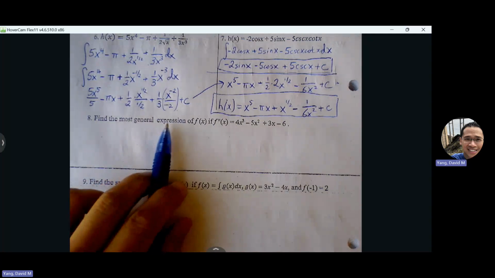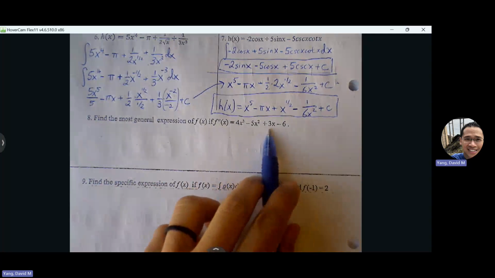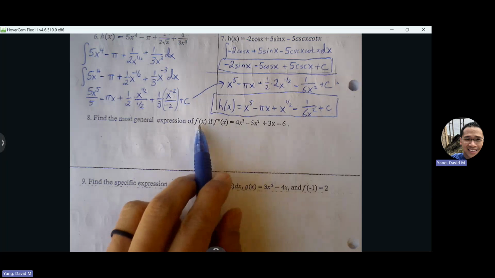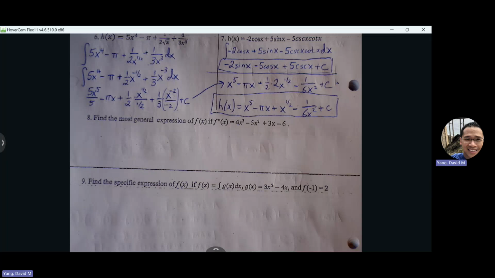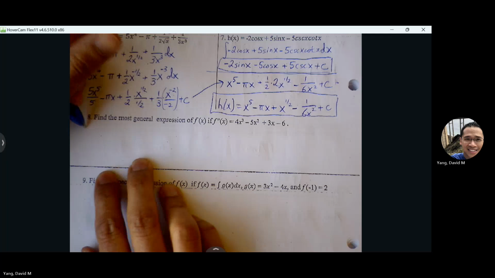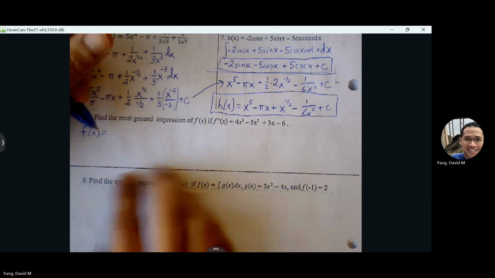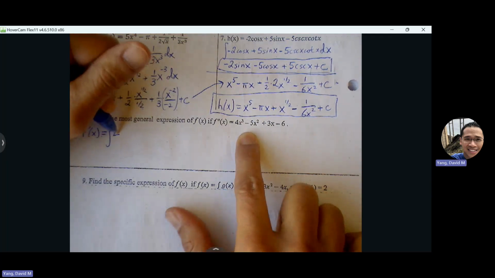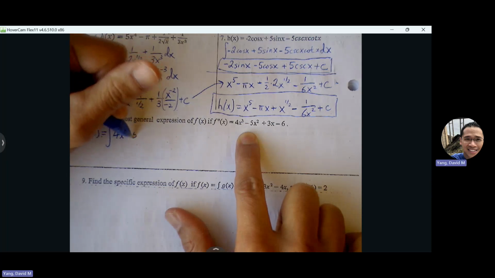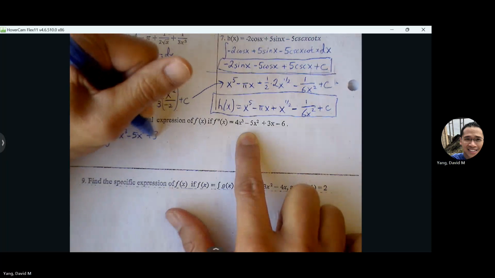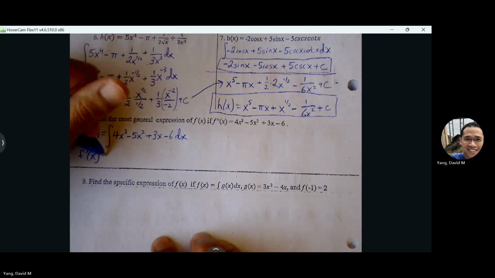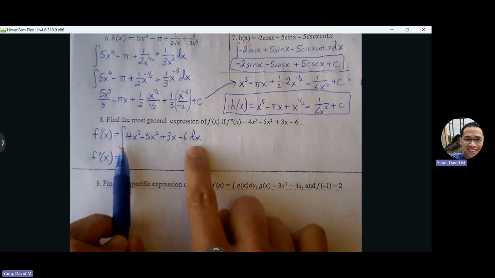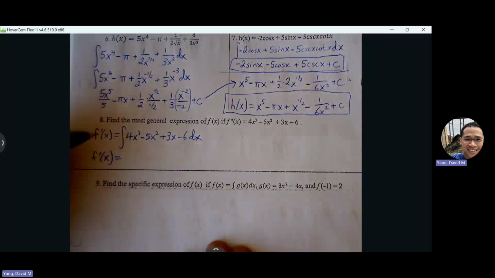Okay, number 8, find the most general expression for f of x if f double prime is equal to... So how do we get from f double prime up to f of x? Take the integral, the antiderivative, how many times? So I'm just going to use the integral notation to spell out what I want to do before I actually do it. Now I want to resolve the notations, and now we can go through a power rule for each.